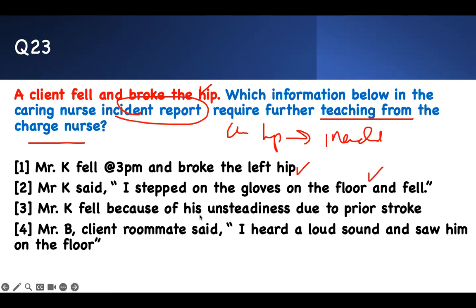Mr. K fell because of his unsteadiness due to prior stroke. How do you know? There's no reason you have to say because. You shouldn't do that. So this is the suspect. Mr. B, the client's roommate, said, I heard the loud sound and saw him fall. That's what he saw, and he's telling you. It's all factual information. So number 3 needs further teaching from the charge nurse, to tell them you can't say that. It's not your opinion. Just write it and send it to the hospital management, and they will figure it out.